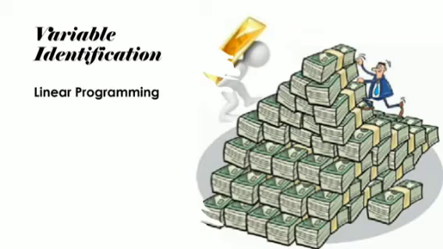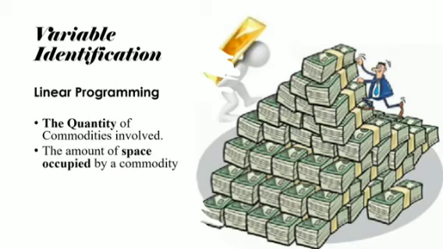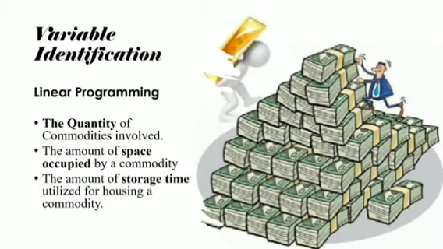For linear programming, the variables can be the quantity of commodities involved, the amount of space occupied by a commodity, or it can be the amount of storage time utilized for housing a commodity. All the aforementioned strands would be explored throughout the duration of this presentation.